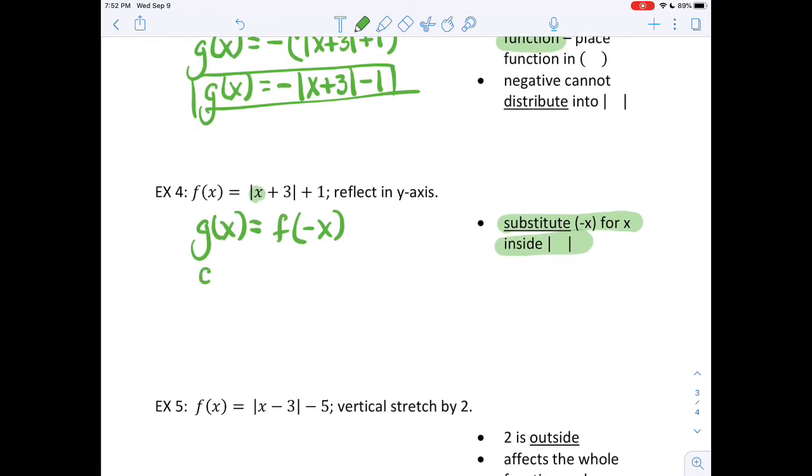When we substitute for x, we are going to get absolute value of negative x plus 3. Remember, horizontal things only affect x itself, and then plus 1.